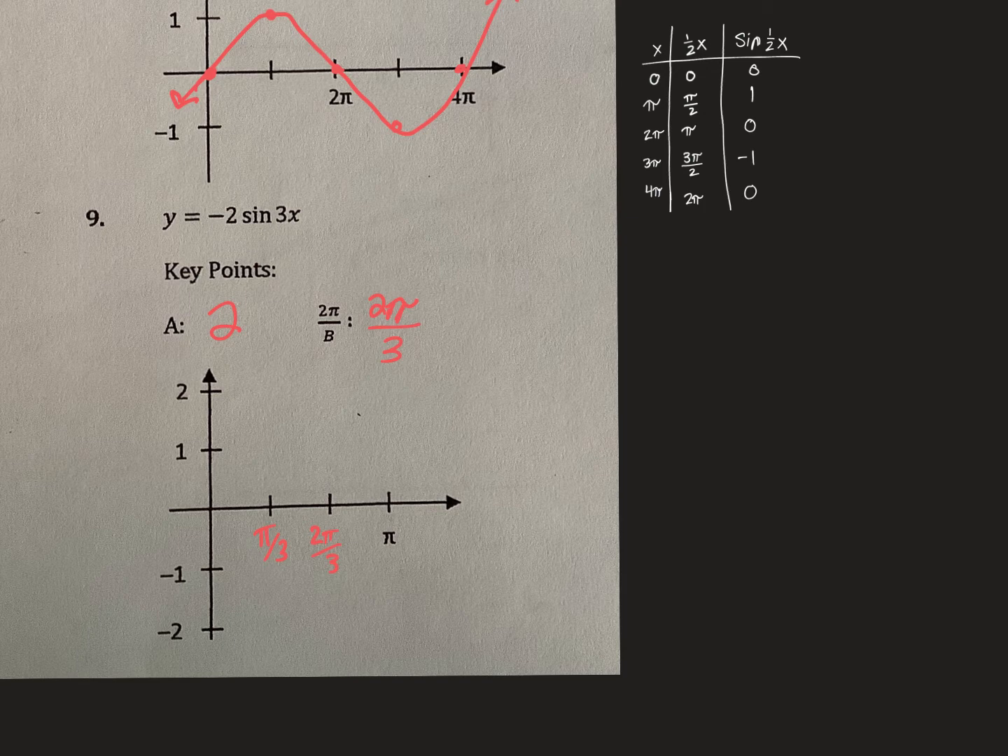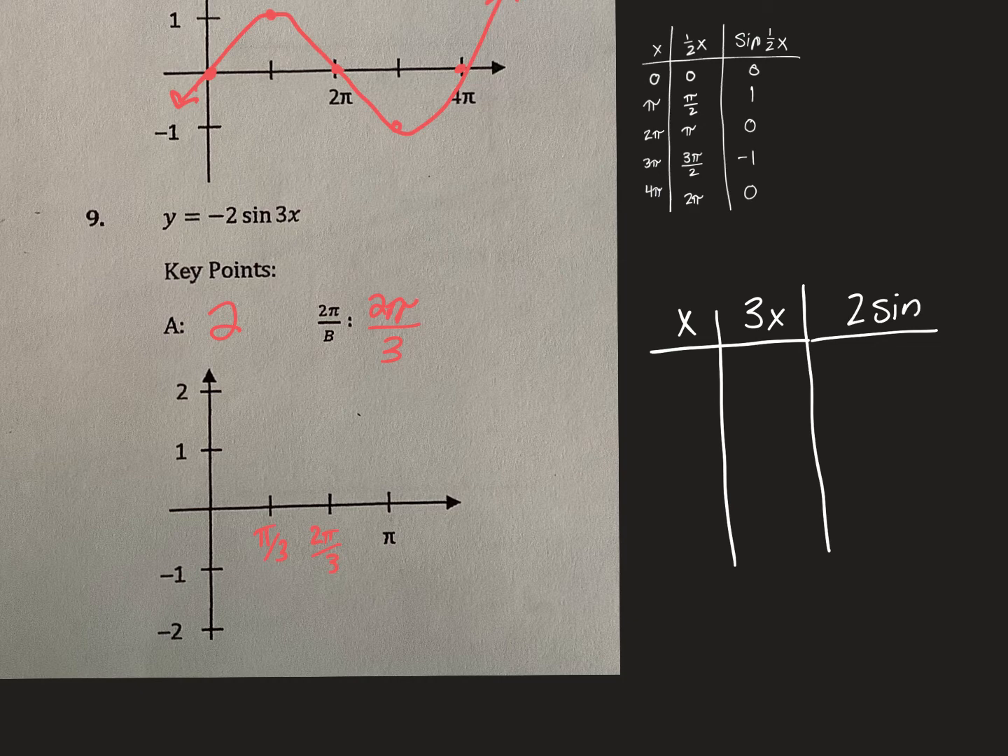Okay, so basically what's going to happen is we're going to plug in. Again, we're going to do x, we're going to do 3x, and then negative 2 sine 3x. So for x, wouldn't it be 0, pi over 3, 2 pi over 3, and pi? Yeah, although we're going to need to get some more stuff for this one. It's a little tricky, yes.